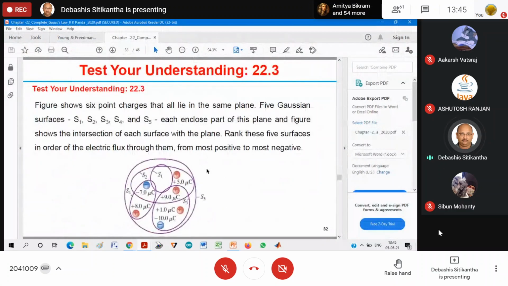Next conceptual problem. Now note down this one. There is a figure. This figure shows 6 point charges that all lie in the same plane. All of them are lying on the same plane. Plane means it is 2-dimensional. 5 Gaussian surfaces S1, S2, S3, S4 and S5 each enclose part of this plane, and the figure shows the intersection of each surface with the plane. Rank these 5 surfaces in order of their electric flux through them from most positive to most negative. Now do it.